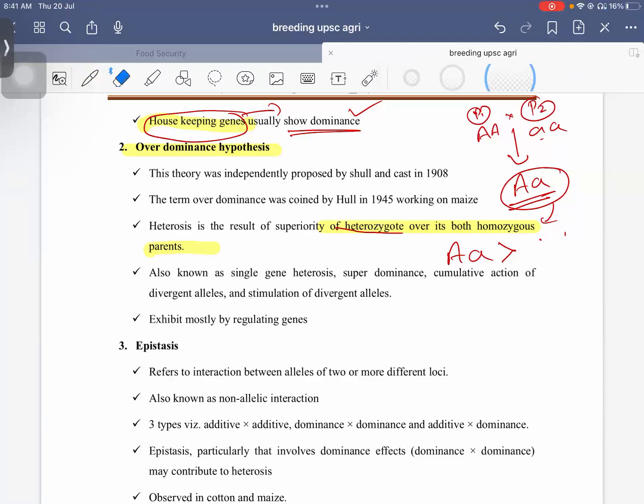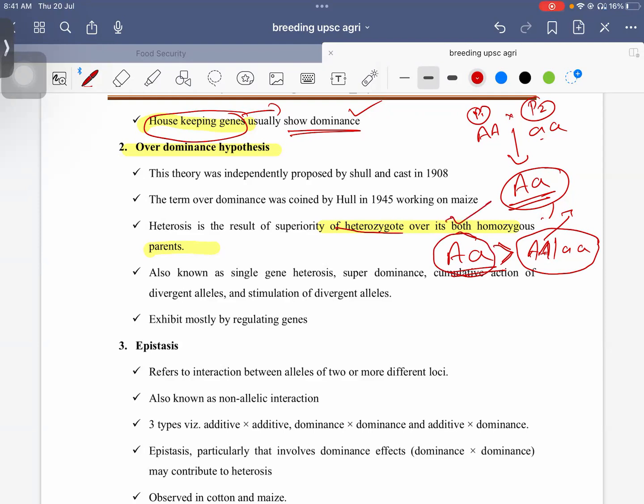The superiority of the heterozygote over the parent, or even the homozygote, like even if capital A is there, still capital A small a is the boss, which is going to determine the heterosis. So this is also called superdominance or cumulative action of divergent alleles. Divergence means different alleles, and it leads to heterosis.